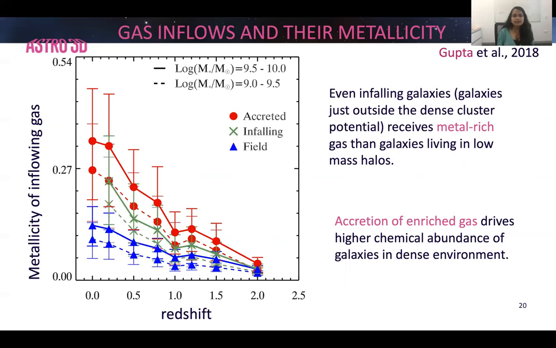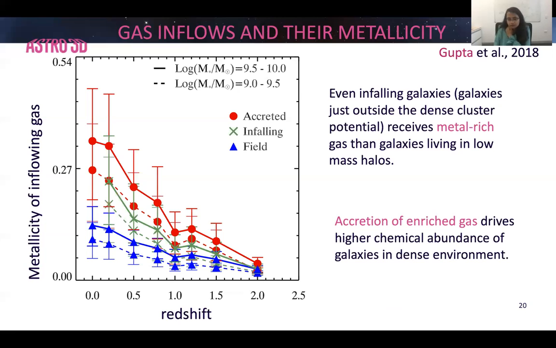So we suspect that this accretion of enriched gas, both in the infalling and the accreted cluster galaxies, is driving the higher chemical abundance. We think that the inflowing gas could get mixed up with the intracluster medium, and this intracluster medium has been shown to develop roughly around redshift of 1.5 to 2. This could be responsible for enriching the metallicity of inflowing gas, but that still needs to be investigated further.